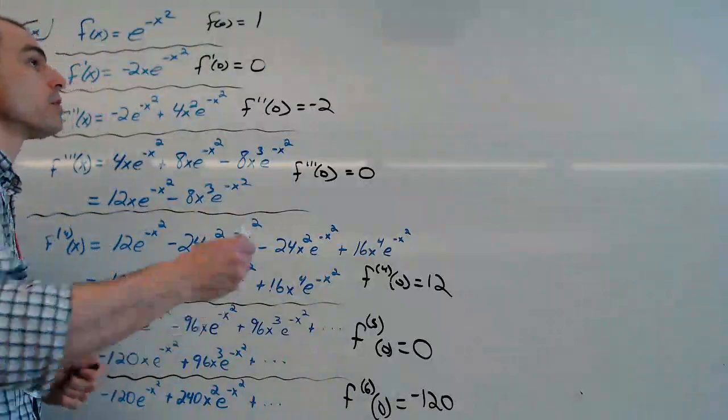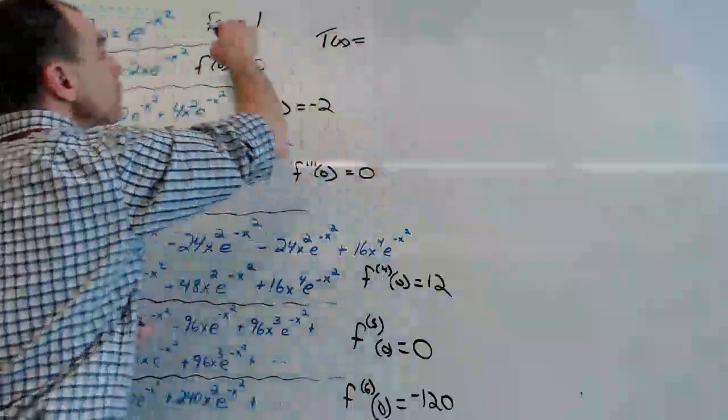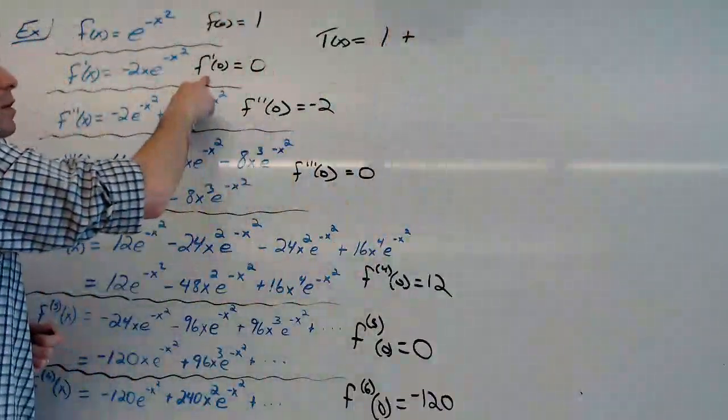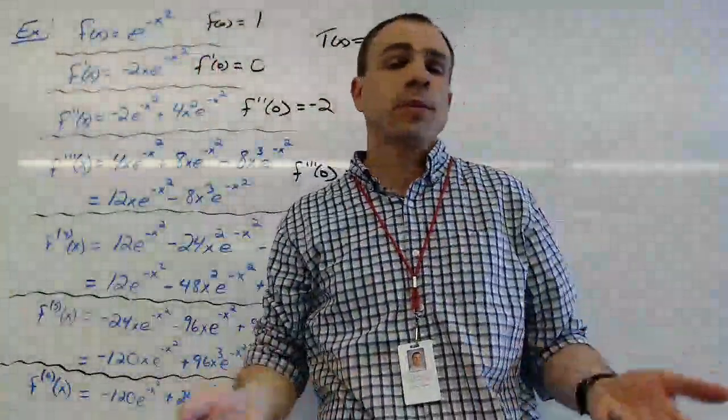So let's put it all together. We have Maclaurin here, but we'll call it Taylor. It's our f of 0, 1, plus f prime of 0 times x. But we don't have to write that in. 0 times x is just 0. There's no reason to write that.